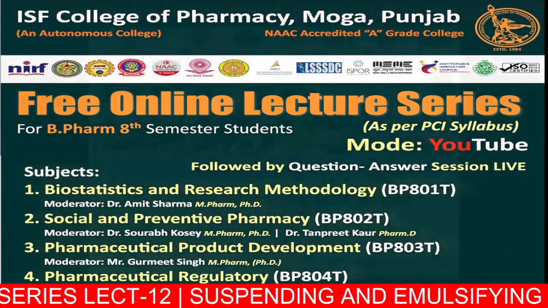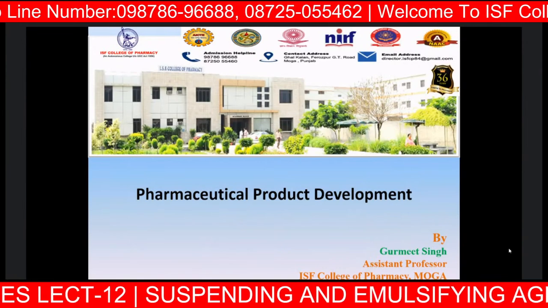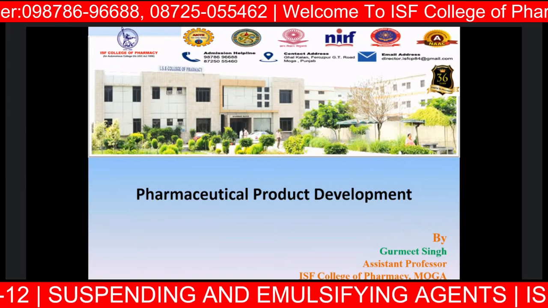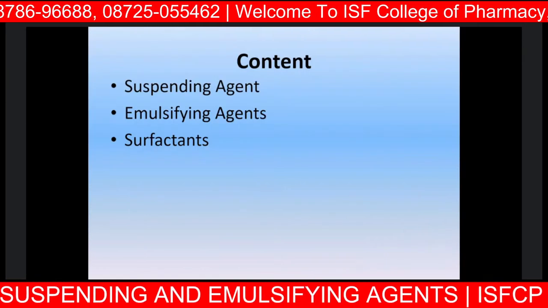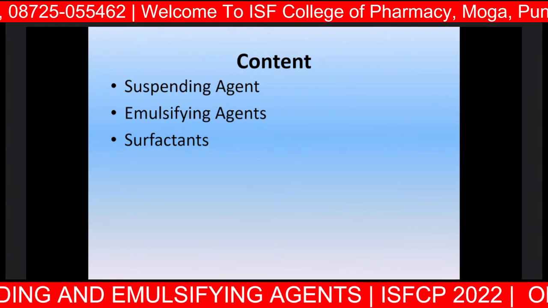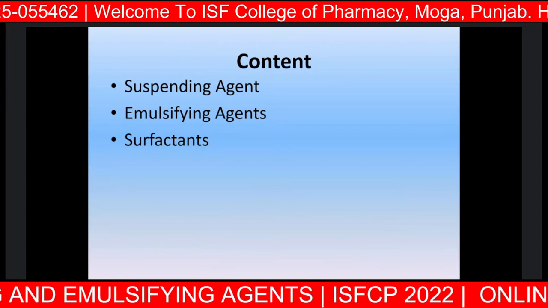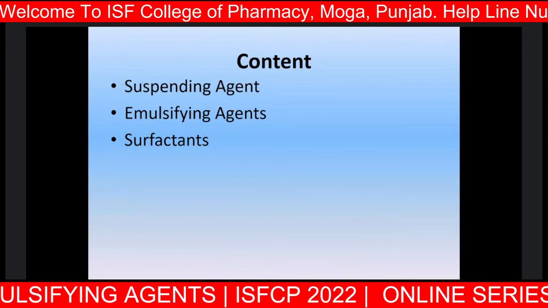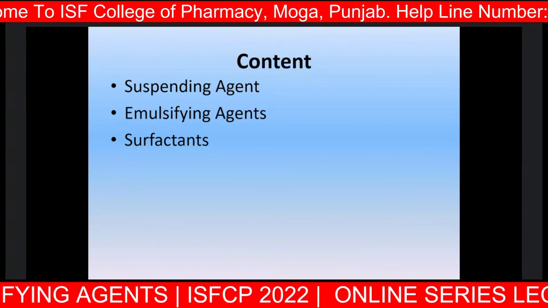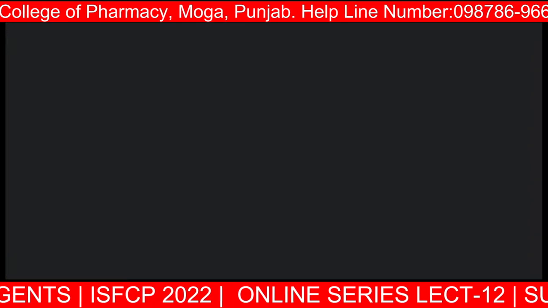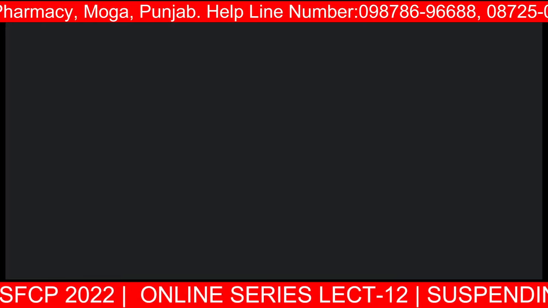Hello everybody. So today we will discuss the next lecture regarding pharmaceutical product development. In this lecture we will discuss these three points: suspending agents, emulsifying agents and surfactants used for various formulations. I will also discuss different examples of these suspending agents, emulsifying agents and surfactants, and what their uses are in different formulations. So we will start the discussion one by one.